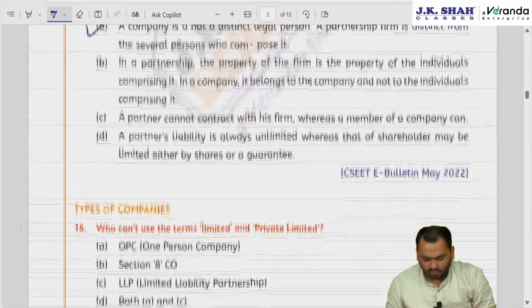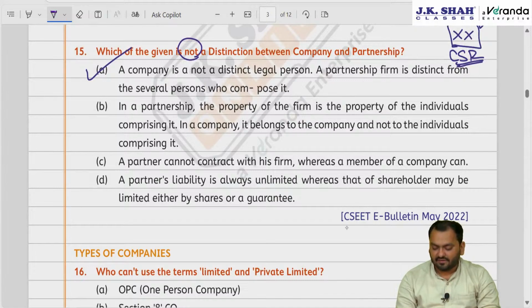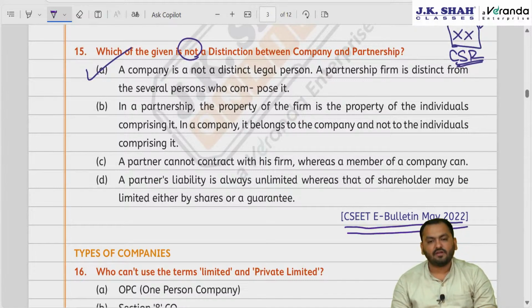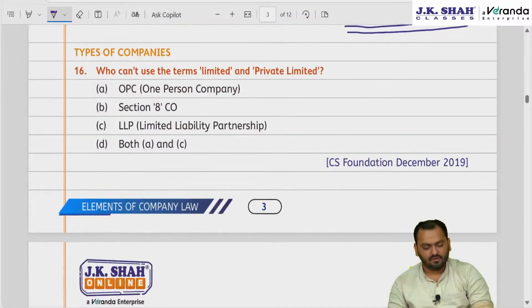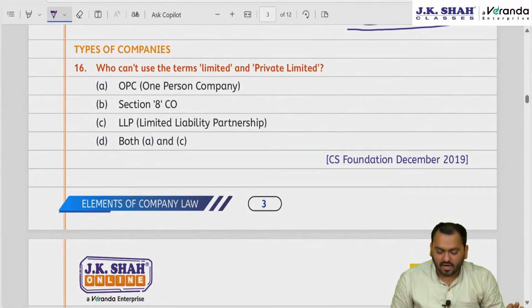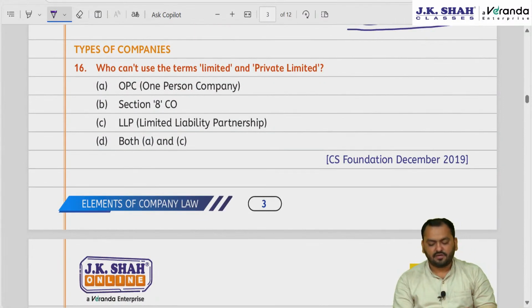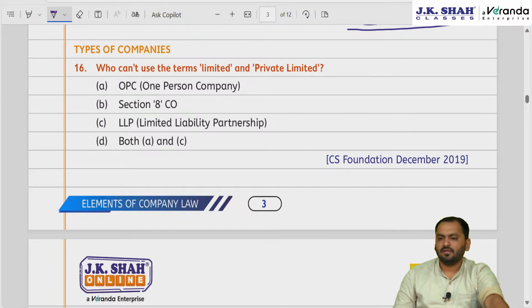Done? Yeah, let's go on. You saw this question was again in the CSEET bulletin, May 22. Come on, next one. Who can't use the terms limited and private limited? Okay, which entity cannot use such terms?